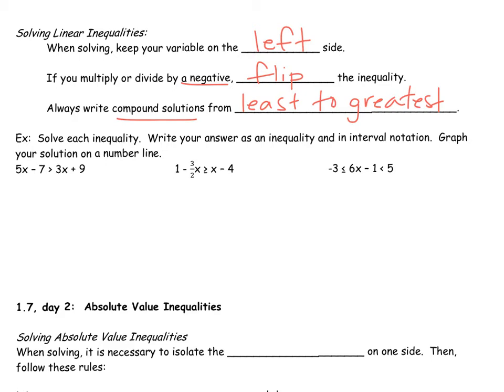When you multiply or divide by a negative number, you're going to flip the direction of the inequality, which will then change the direction on your number line. If you have a compound solution, meaning there's a boundary on each side, always write your answers from least to greatest. We have 3 examples down below.